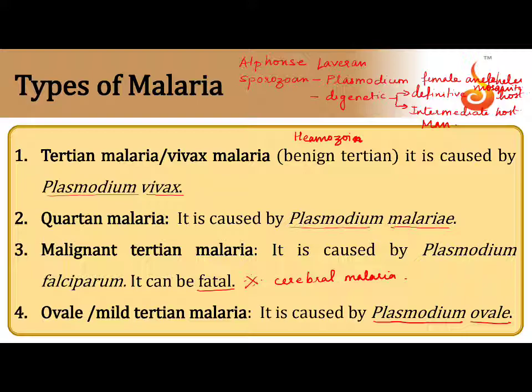For example, in case of vivax, this pigment is brown in color, while in case of falciparum, this pigment is black in color. Even in case of ovale, this is black in color. But in quartan malaria, that is due to Plasmodium malariae, the color is dark brown. So, in this way, we can differentiate the types of malaria.